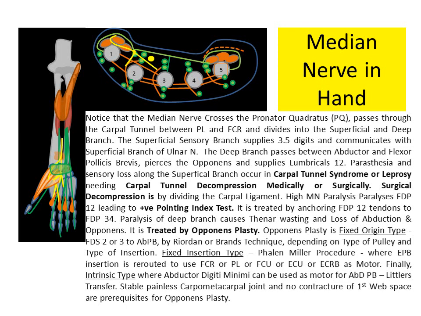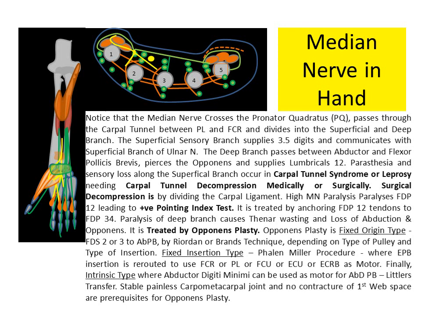Paresthesia and sensory loss along the superficial branch occur in carpal tunnel syndrome or leprosy, needing carpal tunnel decompression, which can be done medically or surgically. Surgical decompression is by dividing the carpal ligament.